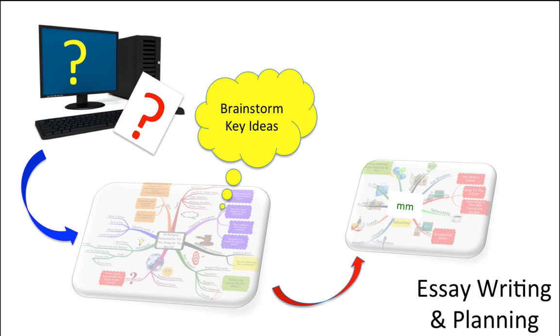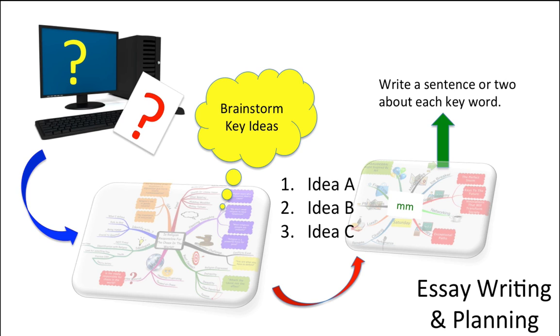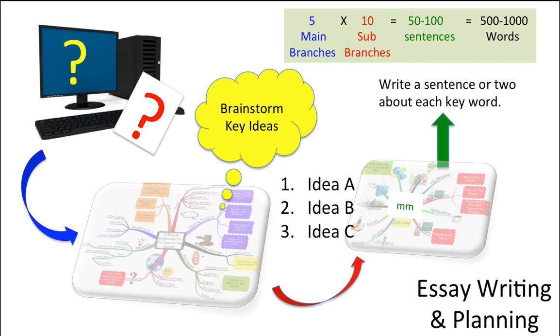Before you start writing, simply sequence the order you want the ideas to appear in under each heading by numbering them. Then all you need to do is write a sentence or two about each keyword or idea. 5 main branches with 10 keywords on will give you between 50 and 100 sentences. That's between 500 to 1,000 words.